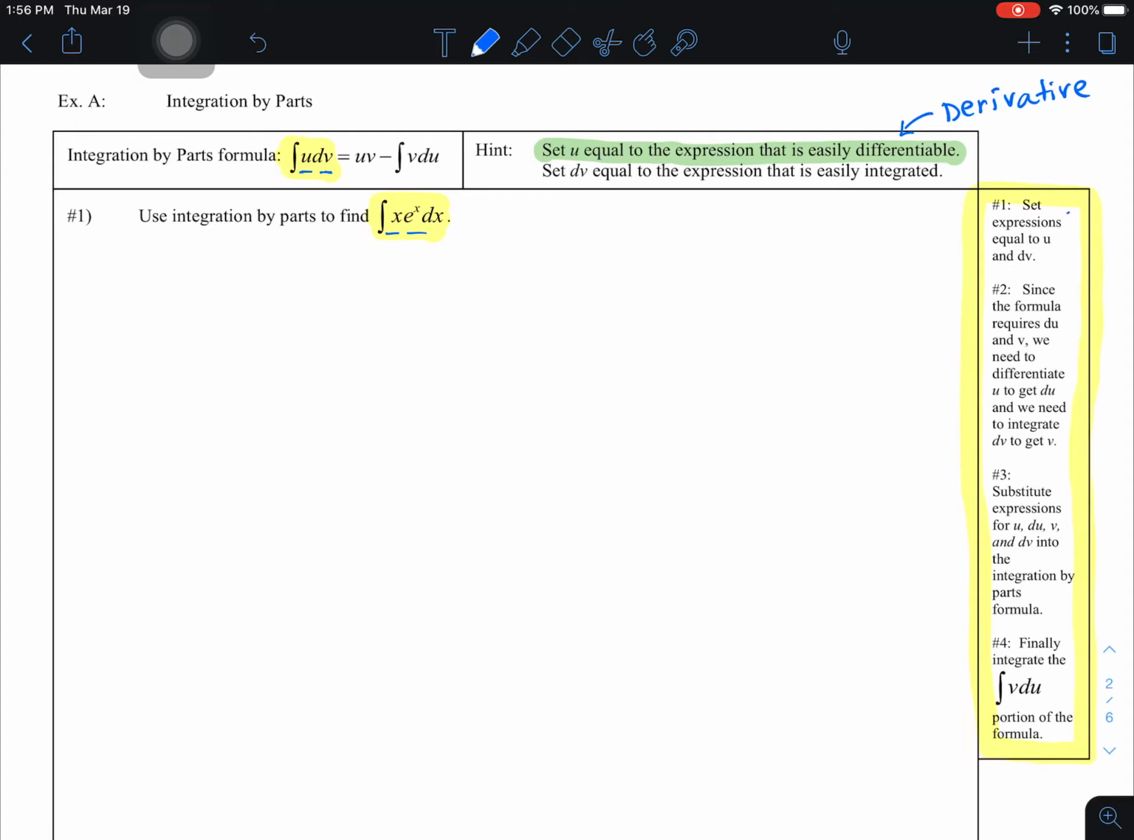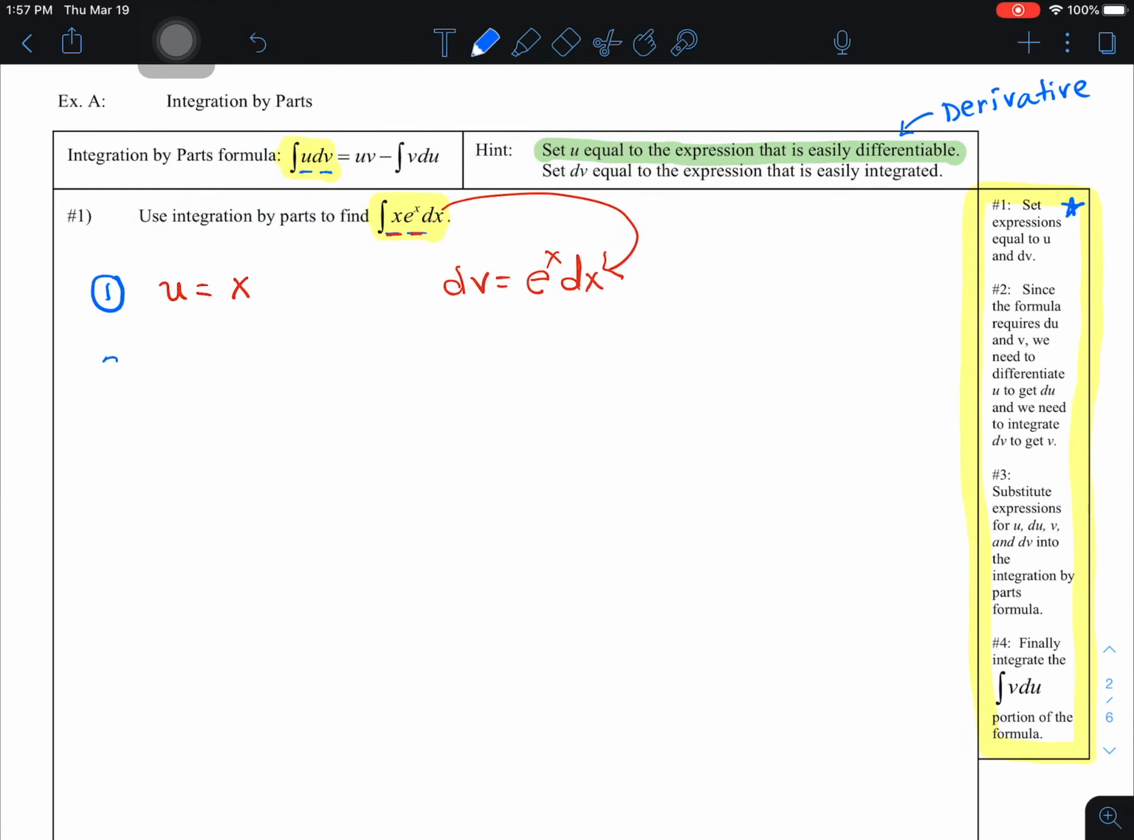Okay, so you'll notice over here, step number 1 says set expressions equal to u and dv. So this is going to be step number 1 here. I'm going to choose u to be something, and then I'm going to choose dv to be something else. Now as I look at my 2 factors here, x and e to the x, it feels like x is a little bit easier to take the derivative of because it's going to result in something pretty simple. So once I've chosen that I want u to be equal to x, in addition to e to the x being dv, the dx is always going to be attached to whatever you're setting dv equal to. Okay, so there's step number 1.